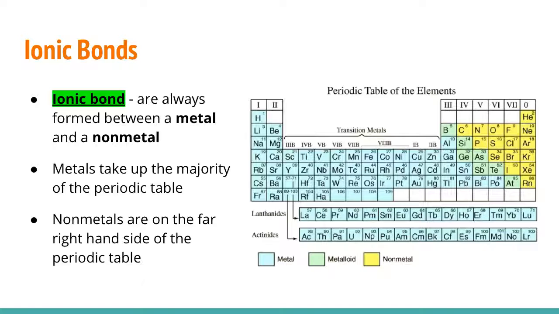One important thing we want you guys to be able to do is identify what type of bond you have based on a chemical formula. So ionic bonds are always formed between a metal and a nonmetal. On this periodic table, we can clearly see that we have metals in blue and our nonmetals in yellows, and then these metalloids in green down the middle. Metals make up the majority of our periodic table.